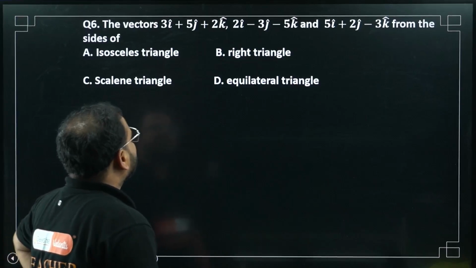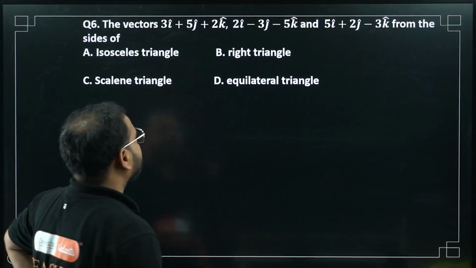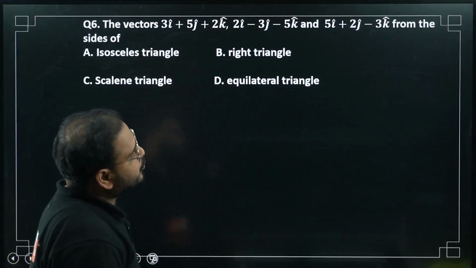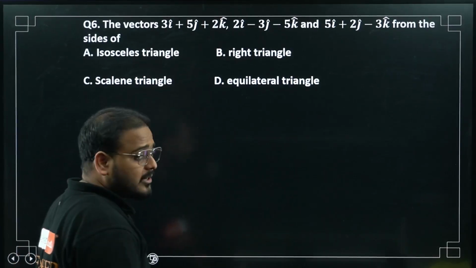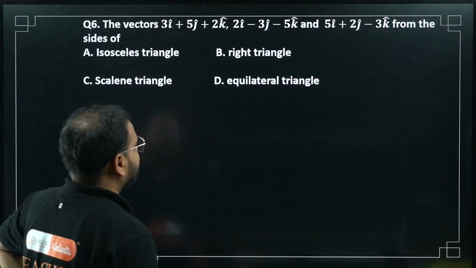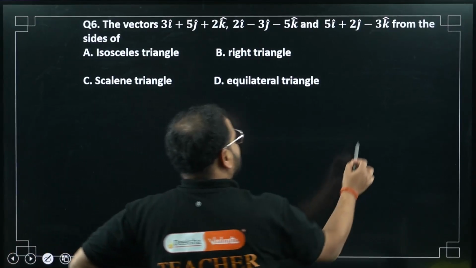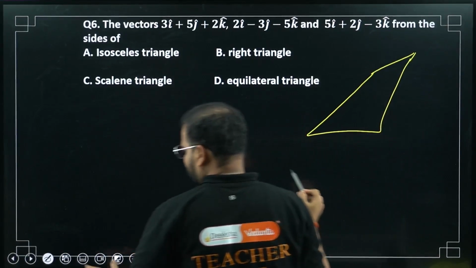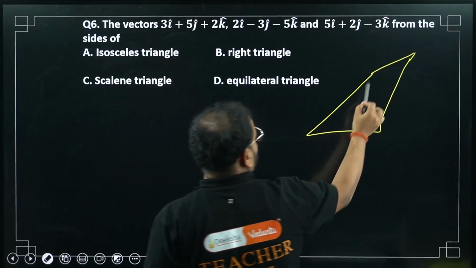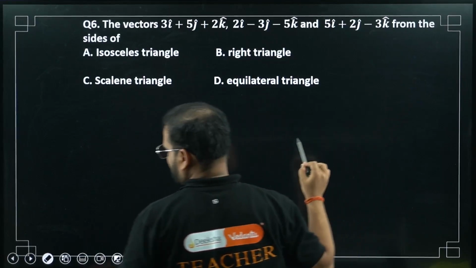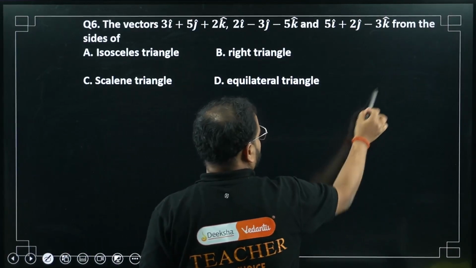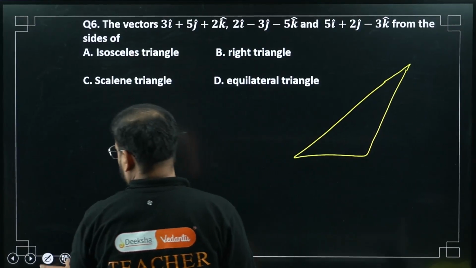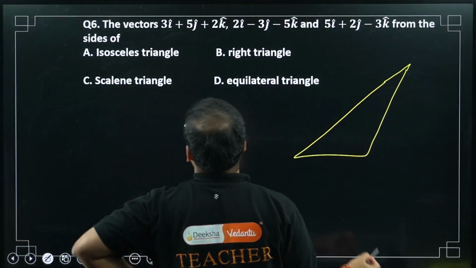Question number 6, the vectors 3i plus 5j plus 2k and 2i minus 3j minus 5k, 5i plus 2j minus 3k form sides of what? Okay, so triangle is given, right? For it to form triangle means what? It has to satisfy this condition, right? Doesn't look like a triangle. Let me make it look like a triangle. Better, right? So write the sides length also.